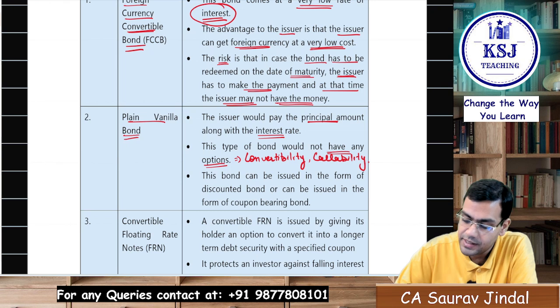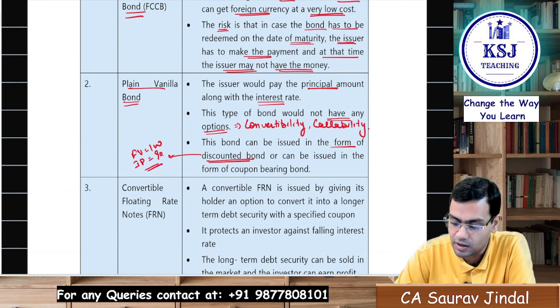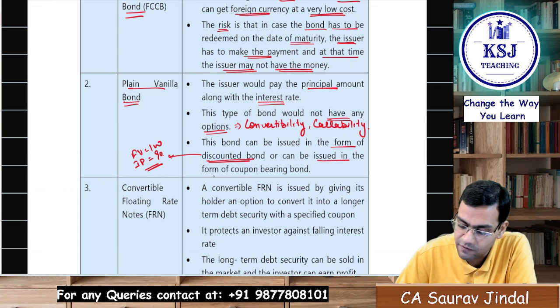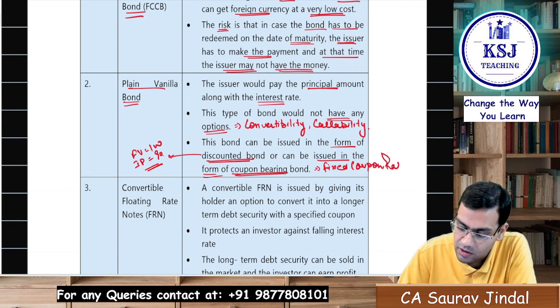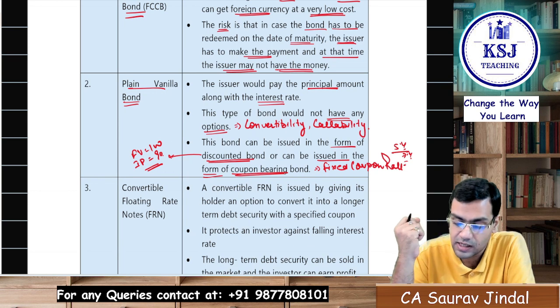options, right? This bond can be issued in the form of discounted bond. Discounted bond means if the face value of the bond is 100 rupees, you are issuing at issue price, you are issuing at 90 rupees, right? It is a discounted bond. Or can be issued in the form of a coupon bearing bond, that is a fixed coupon rate. That is a fixed coupon rate, that on this bond you will get 5% or 7%, you will get a fixed coupon rate, right? So this is how the bond can be issued.